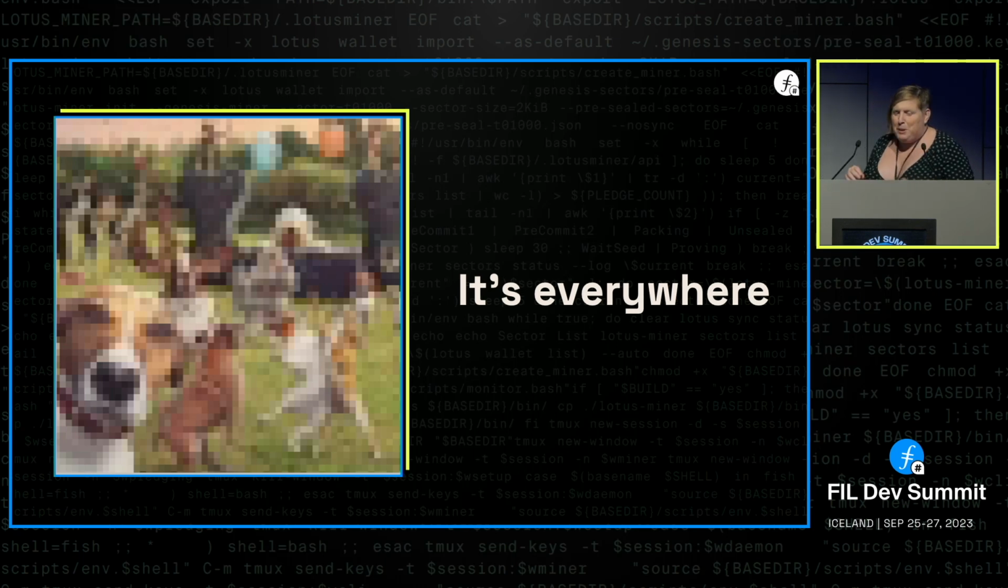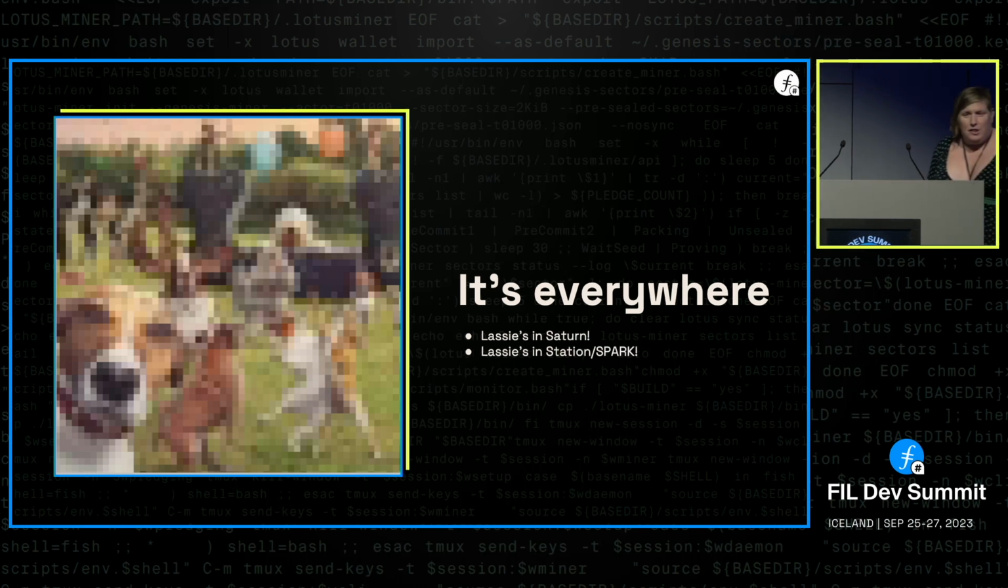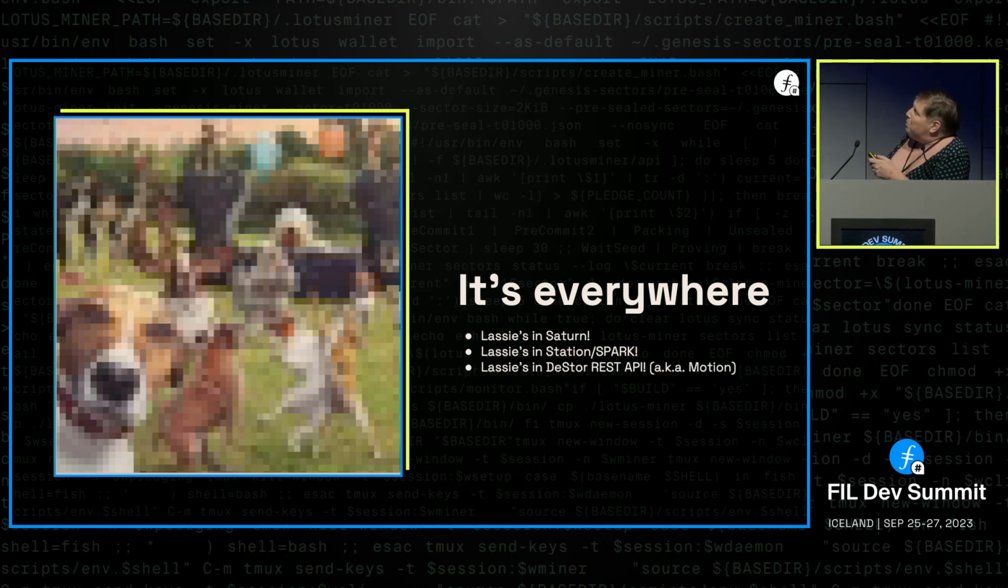So Lassie's been going everywhere. This has been kind of cool. Here are some places that Lassie's getting used. It's in Saturn. That was the original use, or one of the original uses. Originally it was in AutoRetrieve, and now it's in Station and Spark. So that's pretty cool. That's how Spark ultimately executes the retrievals for checking. It's moved into this new product called the D-Store REST API, aka Motion.